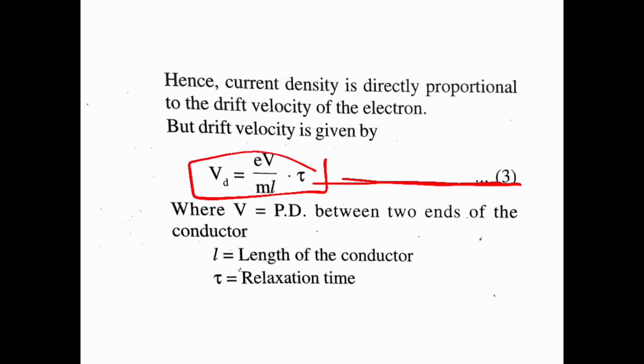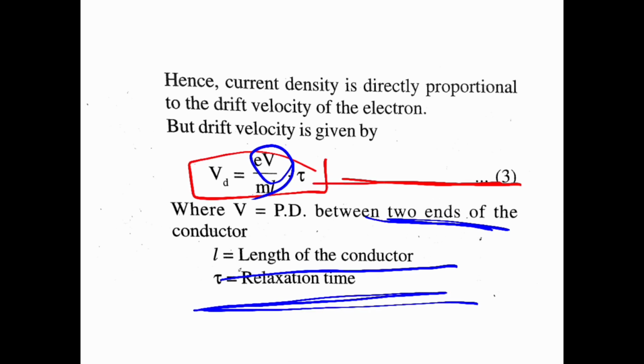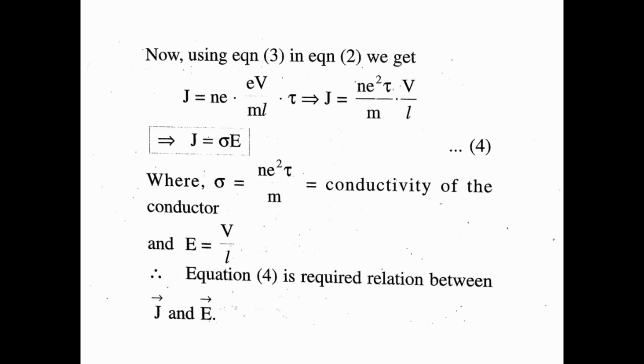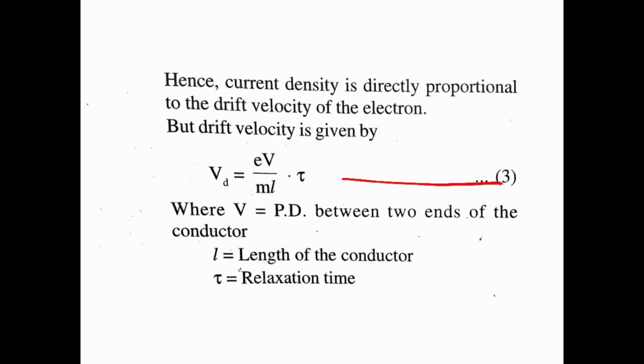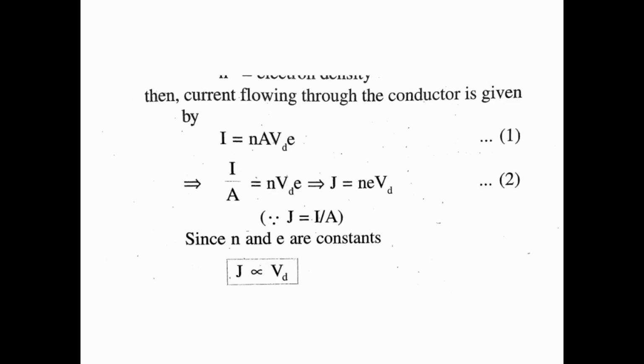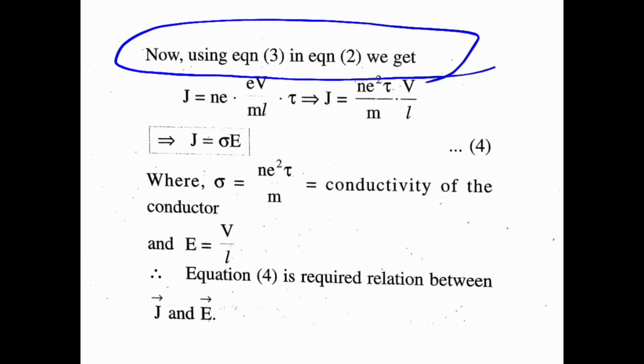Now here this V refers to the potential difference between two ends of the conductor. Okay, and L is the length of the conductor. Tau is the relaxation time. This is the condition. Now using equation 3 and 2. What is equation 3? This is equation 3. This is equation 2. Okay.